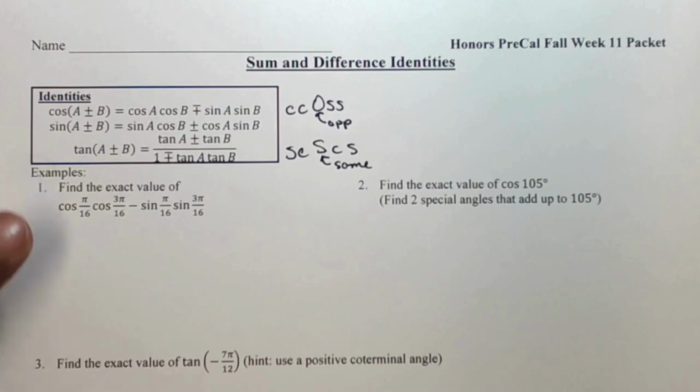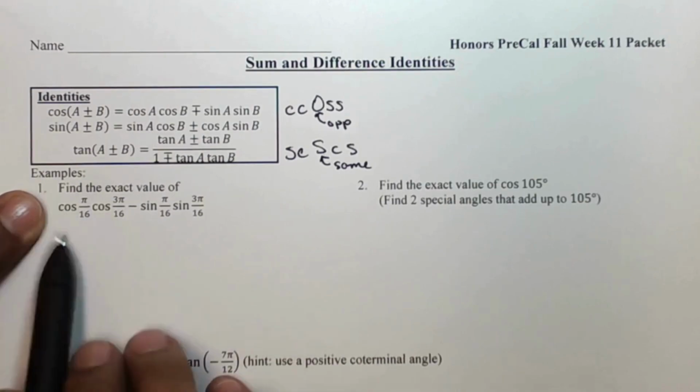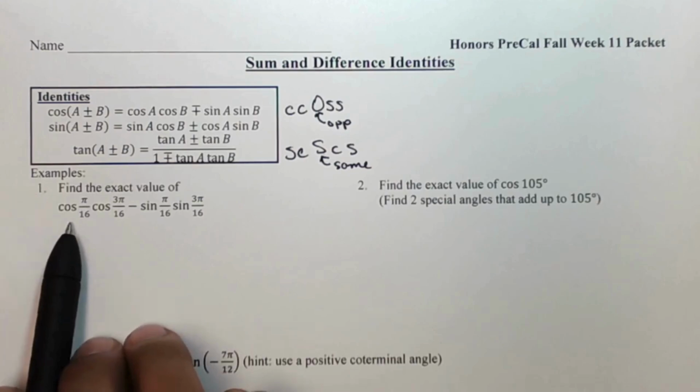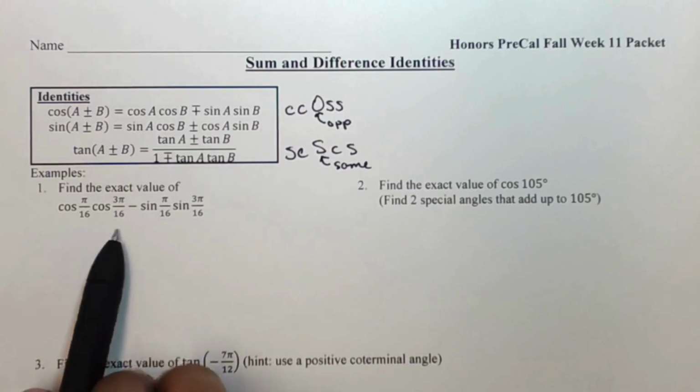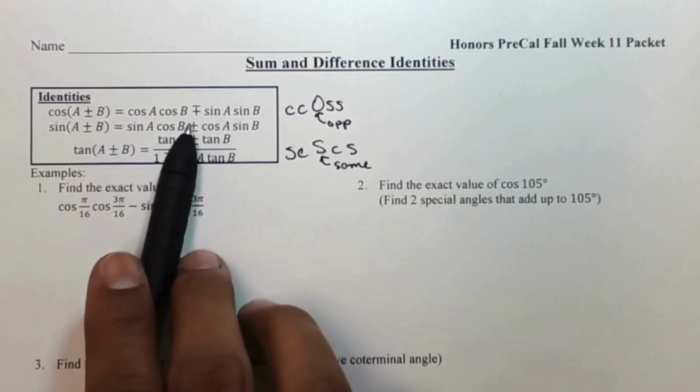So how do we ask these types of questions? Well, let's find the exact value of this long equation. So what's cosine of pi over 16 on the unit circle? Well, pi over 16 is not on the unit circle, so we can't figure out that exact value. But what we could do is put this together using our new identity.